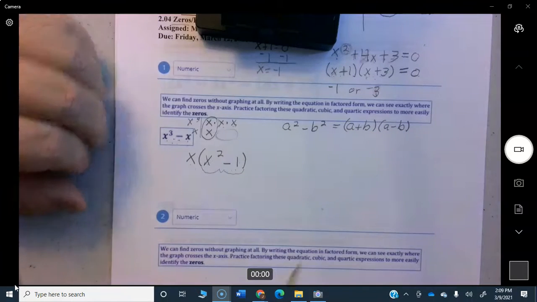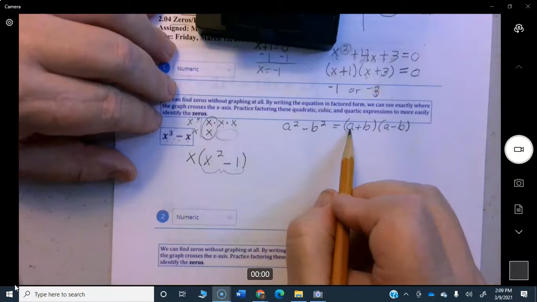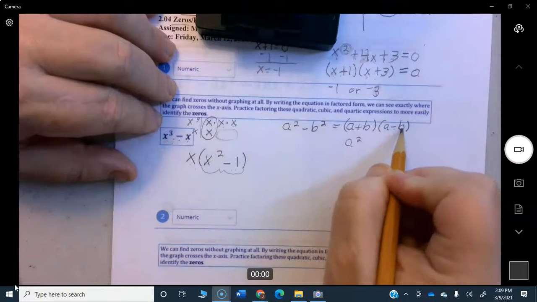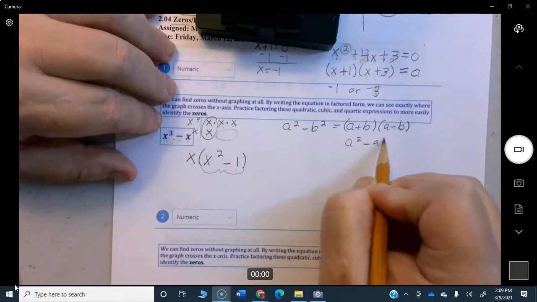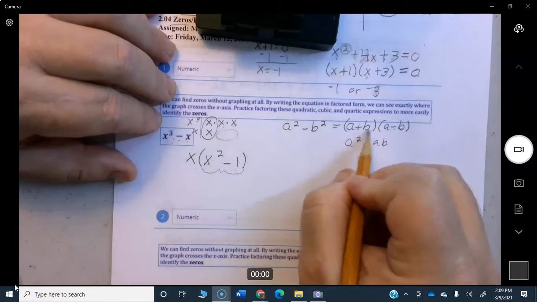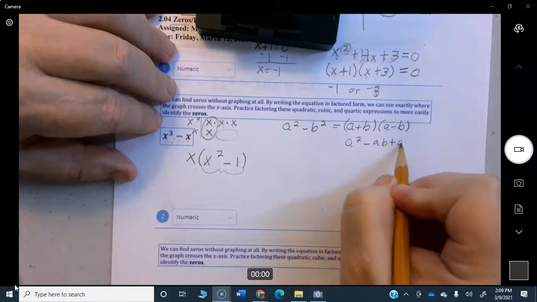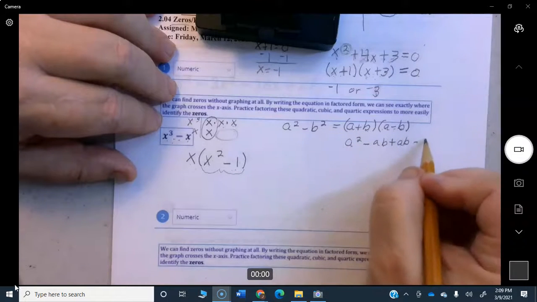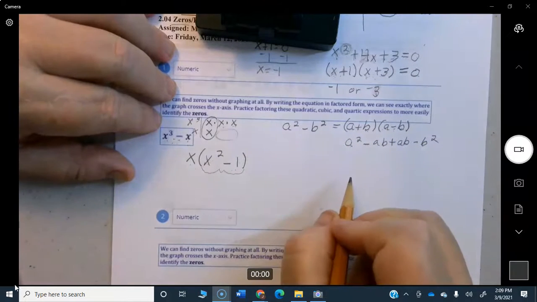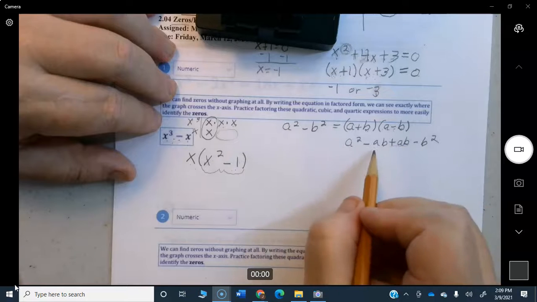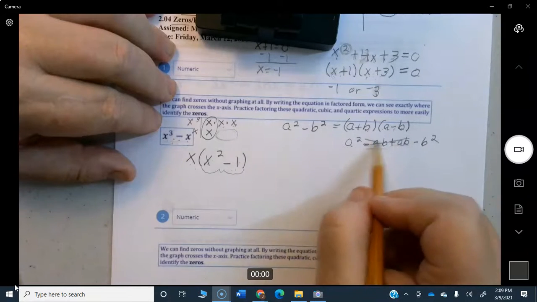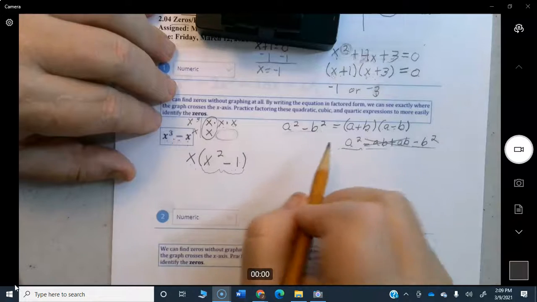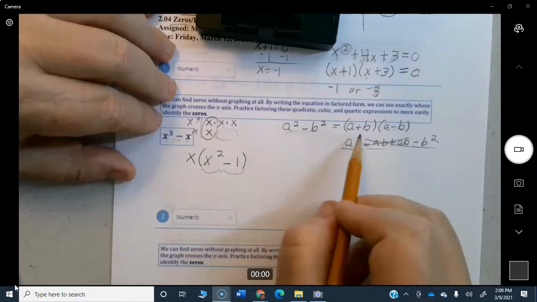Okay, and I'll prove that to you here. A times a is a squared. A times negative b, or minus b, is minus ab. B times a is plus ab. And b times b, negative b, is negative b squared. Okay, so positive ab minus ab, these two cancel out. And all you have left is a squared minus b squared, which is what we started with. Okay, so this equals this.